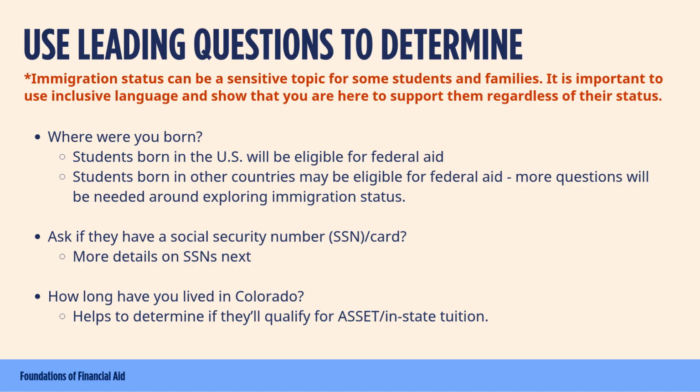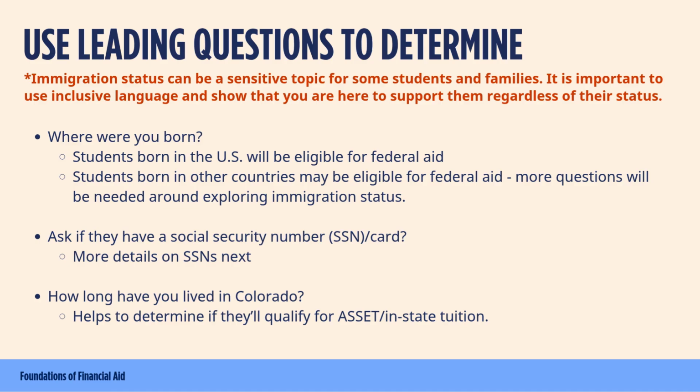So when you're having conversations with students to help them figure out which application to complete, first, we want to keep in mind that immigration status can be a very sensitive topic for some students and families. Please do your best to use inclusive language and show that you're here to support the student regardless of their status. No matter what their status is, there are options and different ways that they can approach paying for college. So we just always want to be really sensitive and supportive to encourage students to pursue their goals, even if their path might look a little bit different.